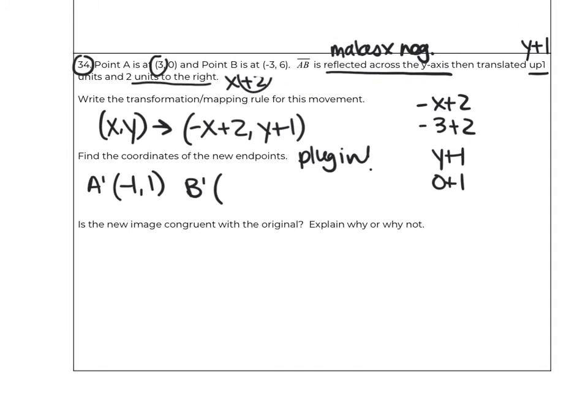Okay, and then this next part, some people were really confused on this. So is the new image congruent with the original? We did this on the last question, but the only thing you need here is to think, did a dilation happen? Did you see anything that said dilation, or did we multiply anything? We did not, so it is congruent. And you could just say there was no dilation, or there was no change in size, or something like that.